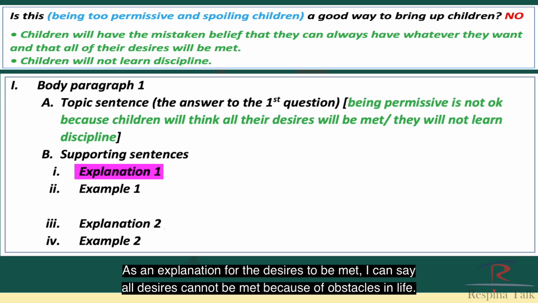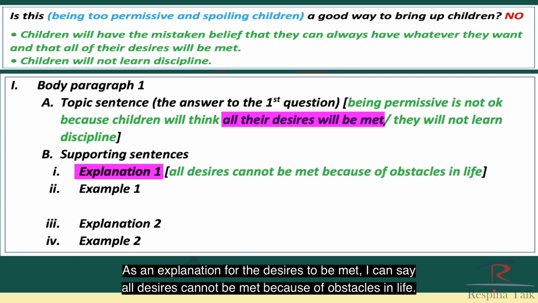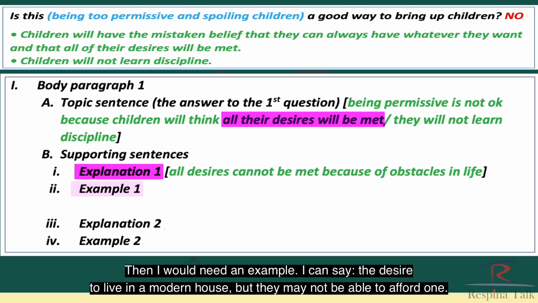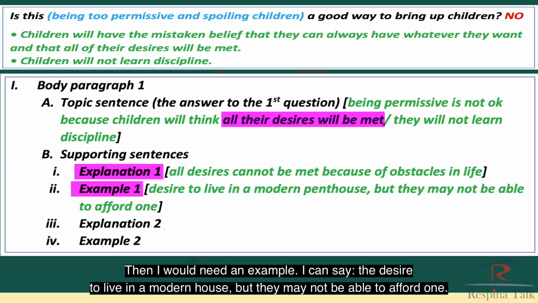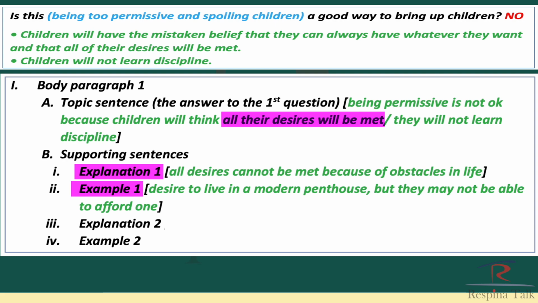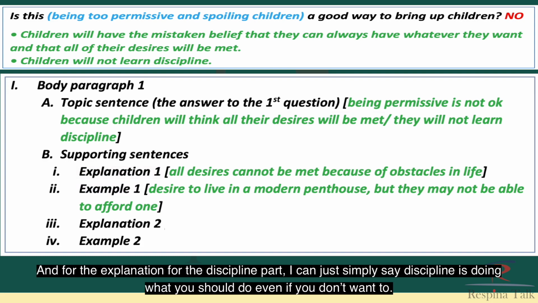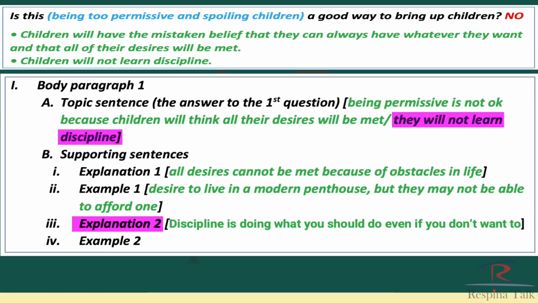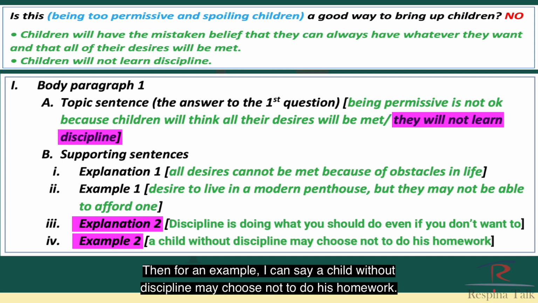As an explanation for the desires to be met, I can say all desires cannot be met because of obstacles in life. Then I would need an example. I can say the desire to live in a modern house, but they may not be able to afford one. And for the explanation for the discipline part, I can just simply say discipline is doing what you should do even if you don't want to. Then for an example, I can say a child without discipline may choose not to do his homework.